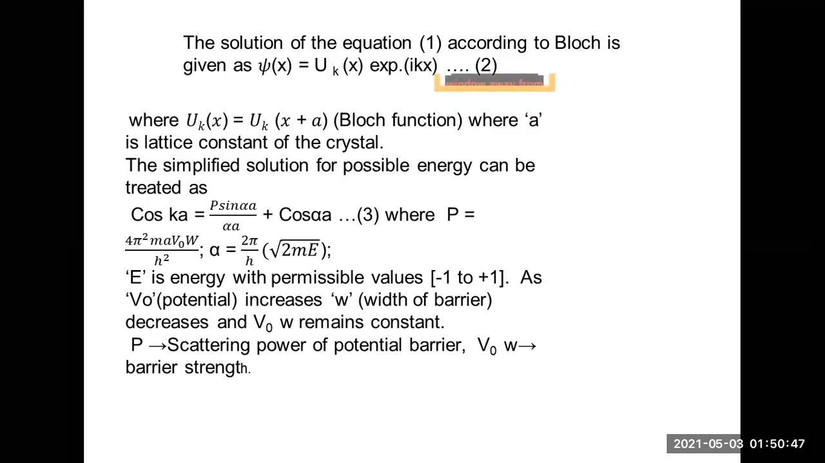In the Kronig Penney model, Kronig and Penney wanted to explain how the electron moves inside the crystal, and they proved by means of the expression cos k a equals P sin alpha a by alpha a plus cos alpha a that the electron is behaving as a wave, in the sinusoidal and cosine way. If it is behaving as a wave, definitely some parameters have been assumed here. What is the meaning of P, V naught, and V naught omega in this particular equation? With this, I will end today's class.